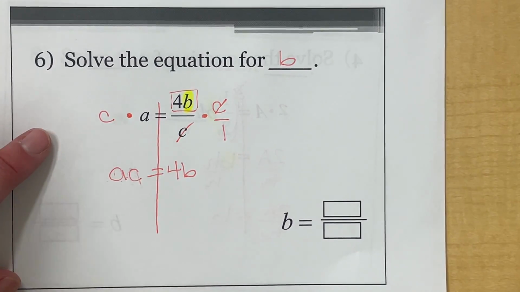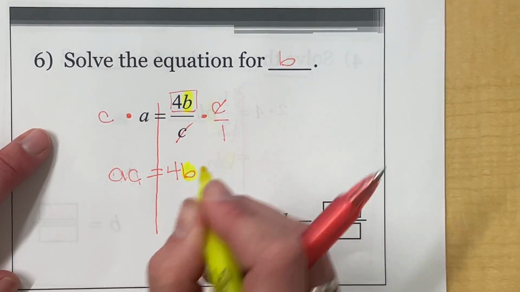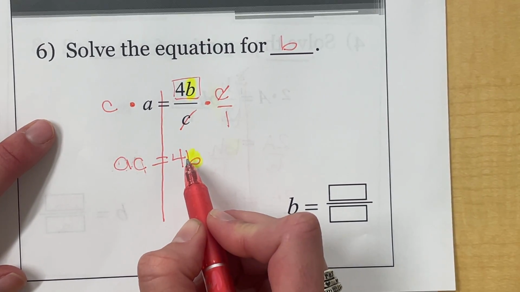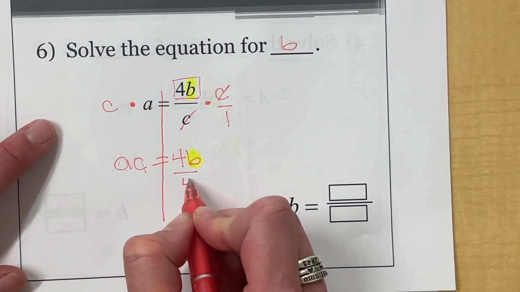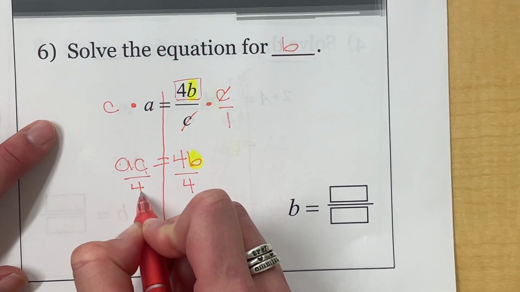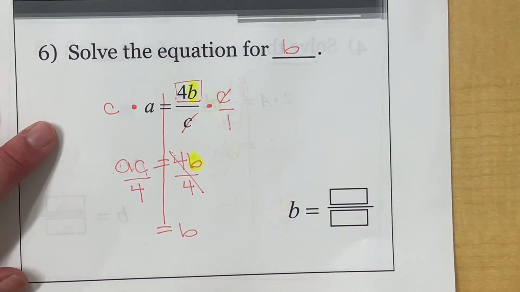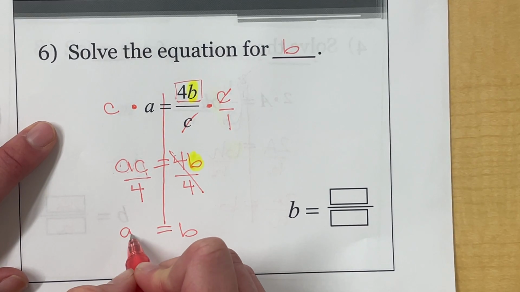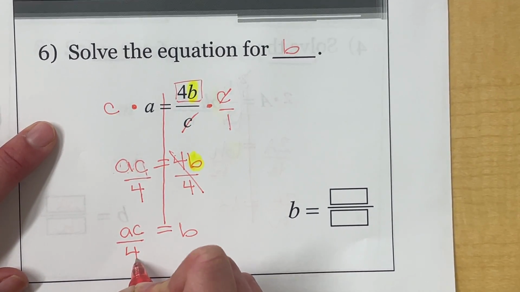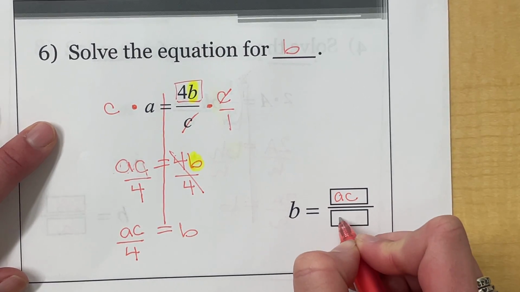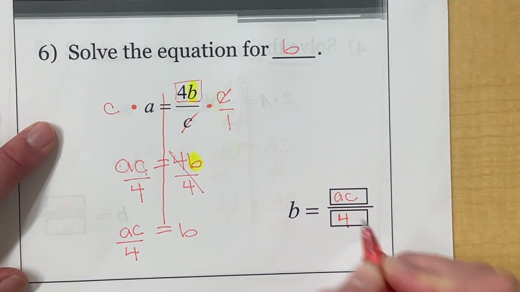Okay. Again, highlight what you're trying to find. That's B, getting B by itself. It's attached to the 4 by multiplication, so I have to divide by 4 on both sides. B is now by itself because those cancel, and I have AC over 4. And then I can just rewrite that over here so that it looks nice.